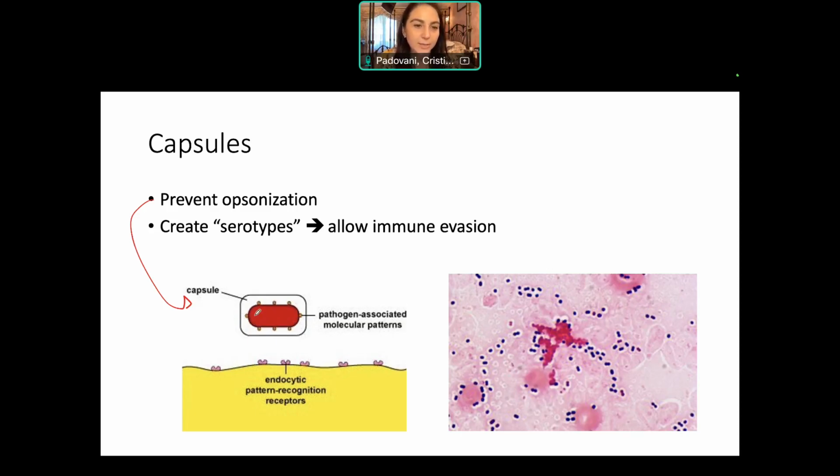Okay, so again, these are your PAMPs that are located on the surface. Here's the receptor for the PAMP, but our immune system can't see it because the capsule's there. Another thing that it does to help evade the immune system are those serotypes that we've talked about. Whichever strain you're infected with is going to be based on that serotype. So again, it allows immune evasion because honestly, we don't have ways to prevent every single capsule in a vaccine or just from natural immunity.